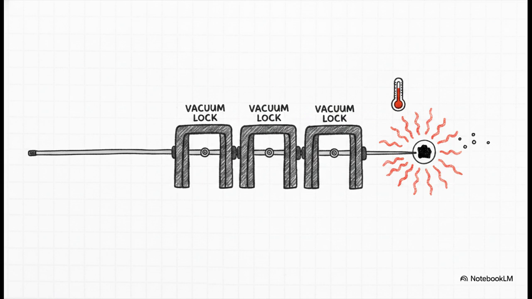Then, this probe is physically inserted through a series of vacuum locks directly into the ionization chamber. This puts the sample right up close and personal with the ion source. Once it's safely inside the vacuum, the probe can be heated up. This highly localized heat forces the sample to evolve vapor straight into the path of the ionizing electron beam.